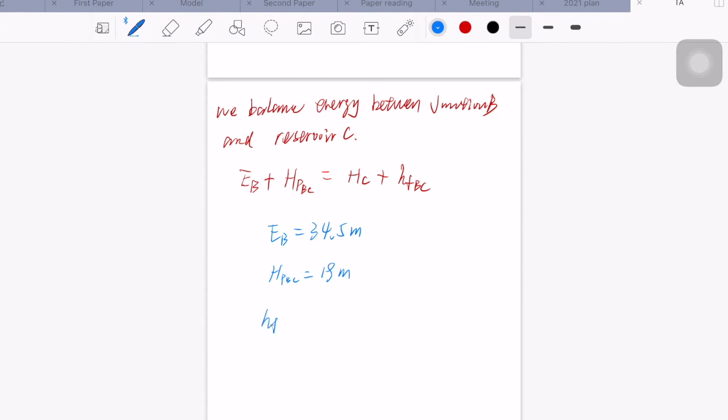And the HFBC equals K times QBC square. So the value equals 2.64 times 0.5 square. So we can determine that the water surface elevation in reservoir C, HC, equals 52.8 meter.